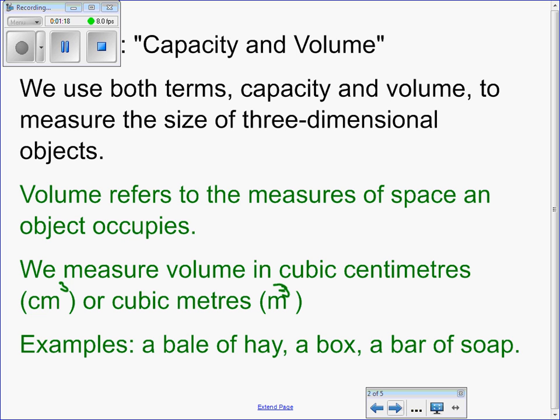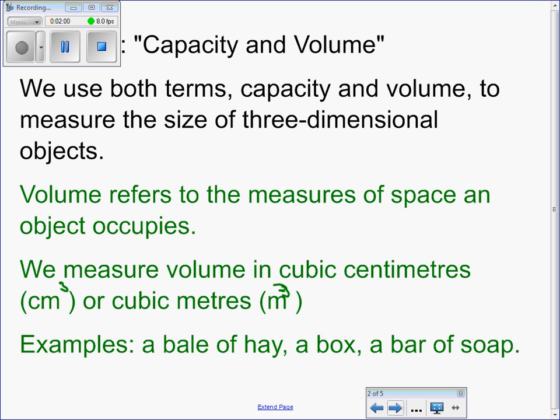We use volume when we refer to the measures of space an object occupies. In this case, we are not using liquid or gas. We're talking about, say, filling a copy paper box with dictionaries. So we're talking about the measure of space an object occupies. We could talk about a bale of hay. We could talk simply about a box or a bar of soap. We measure volume in cubic centimeters.